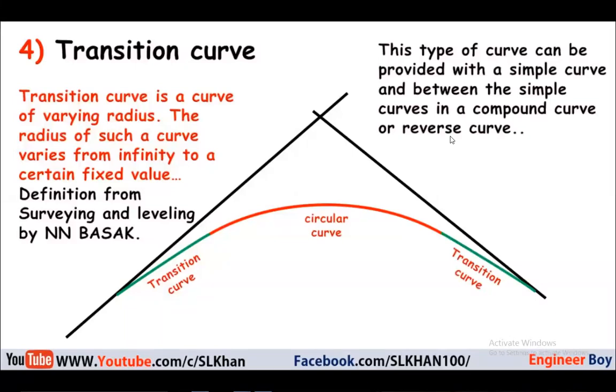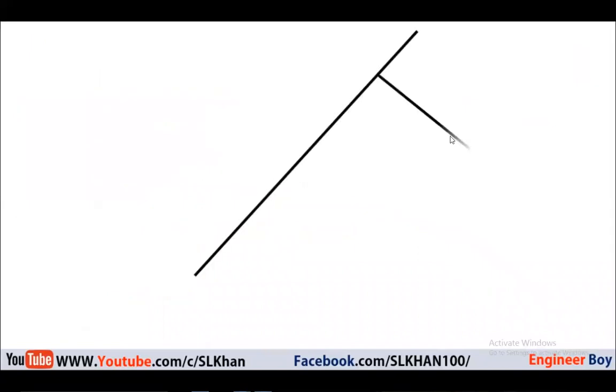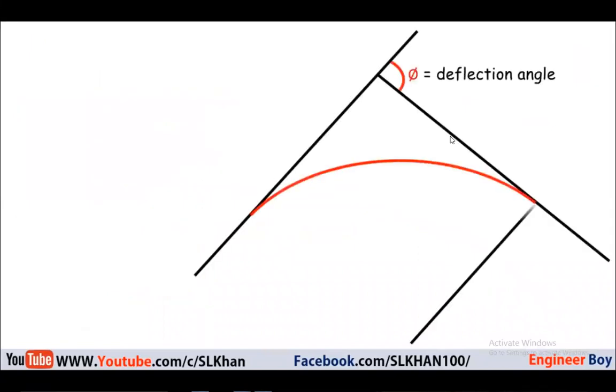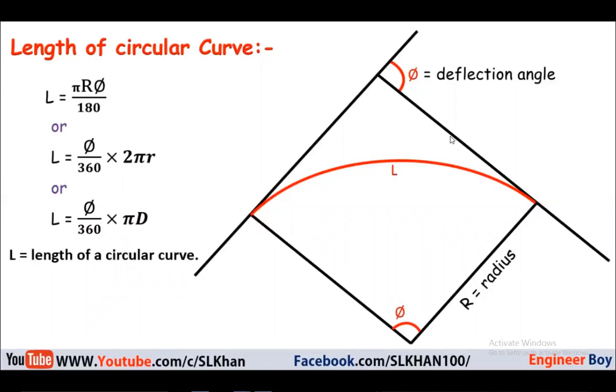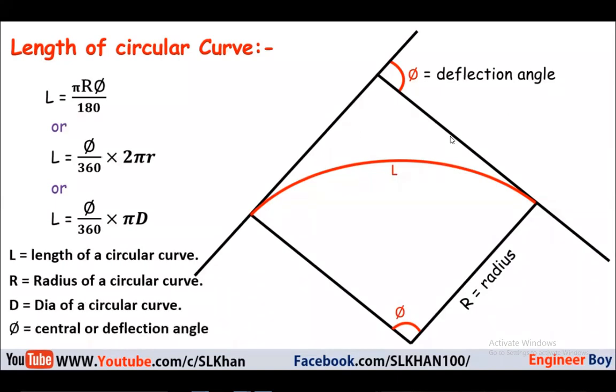The length of simple, compound, and reverse type curves can be found with the help of the given formula. L equals pi R delta divided by 180, or L equals delta divided by 360 times 2 pi R, or L equals delta divided by 360 times pi D, where L equals the length of a circular curve, R is the radius of the curve, D is the diameter of the curve, and delta is the central or deflection angle of the curve.